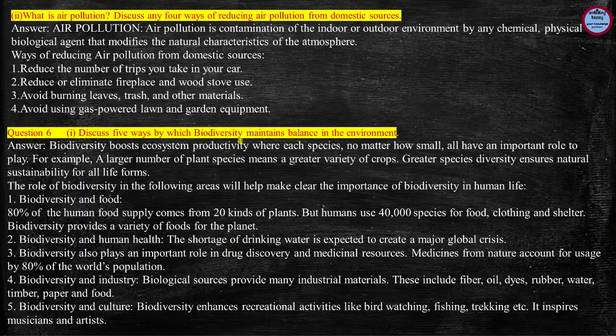So first is reduce the number of trips you take in your car. Second, reduce or eliminate fireplace and wood stove use. Third, avoid burning leaves, trash and other materials. Fourth, avoid using gas powered lawn and garden equipment. Question number 6. Discuss 5 ways by which biodiversity maintains balance in the environment.